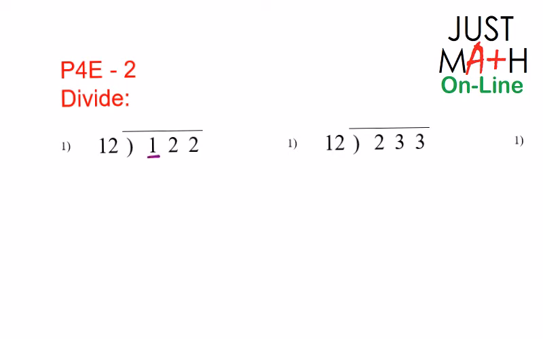First digit cannot, so you have to use 2 digits. So if you use 2 digits, what times 12 is not more than 12? Obviously it's 1. 1 times 12 is 12, minus 0. You don't write the 0 since it's 0, so you only bring down the 2. 2 cannot be divided by 12, so you have to write a 0. 0 times 12 is 0. So 2 minus 0 is 2. So your remainder is 2.